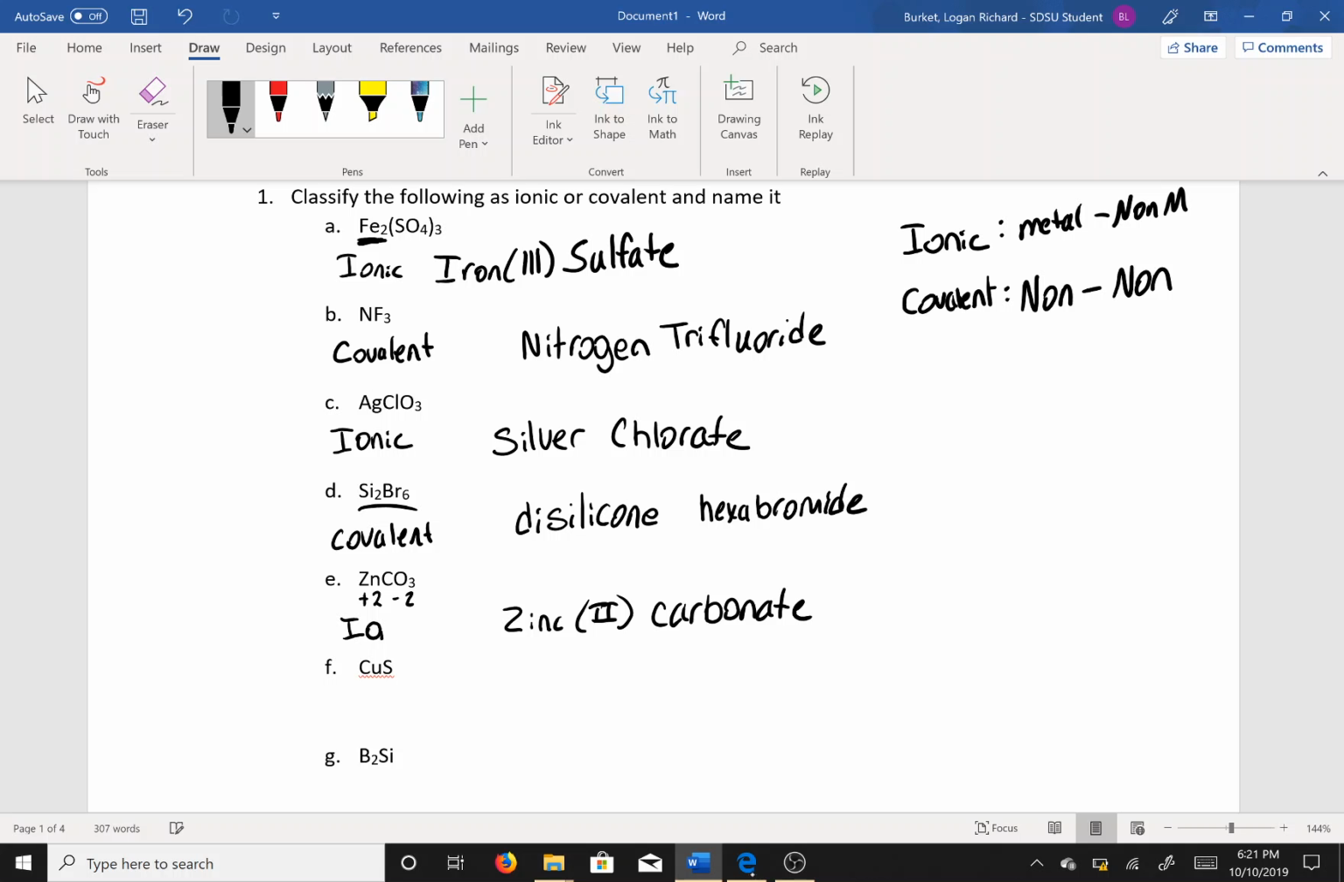It's ionic. Yep, the next one, copper is also a metal, so it's also going to be ionic. S has a -2 charge. Copper would then have a +2 charge. Copper(II) sulfite, I think.